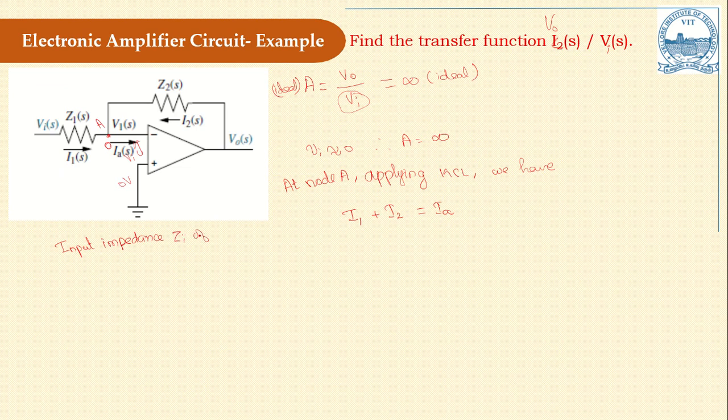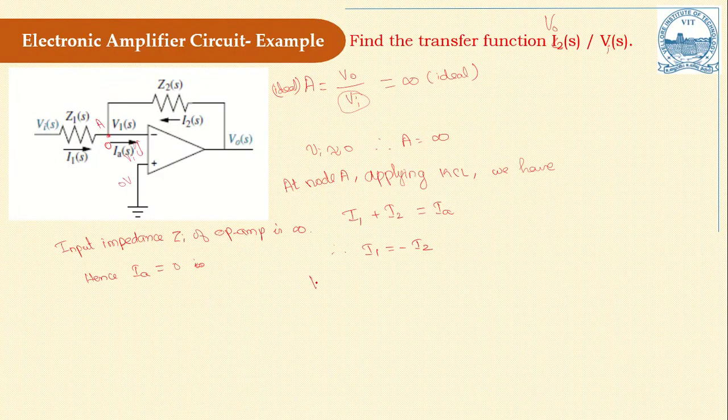the input impedance of the op-amp is infinite, and hence, since the input impedance is infinite, the current drawn by the op-amp is 0, and therefore we have I1 is equal to minus I2. Now I need to find out what is I1 and I2.